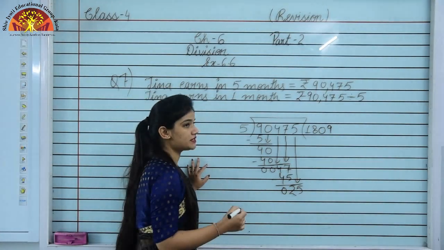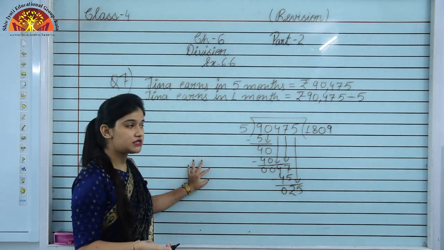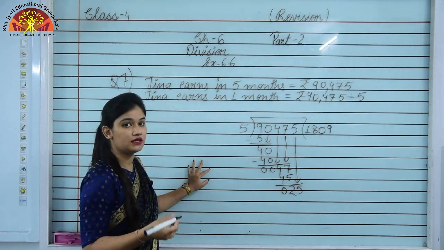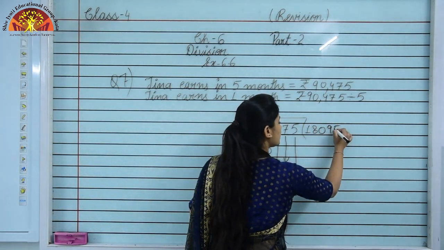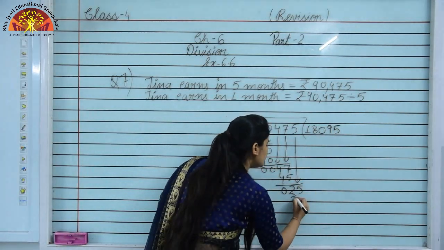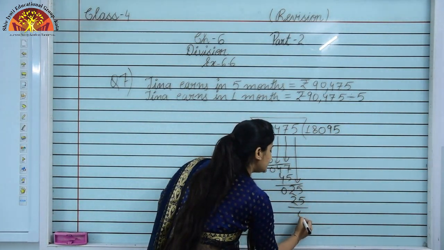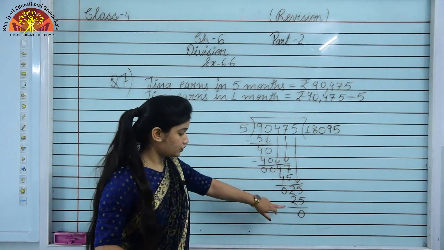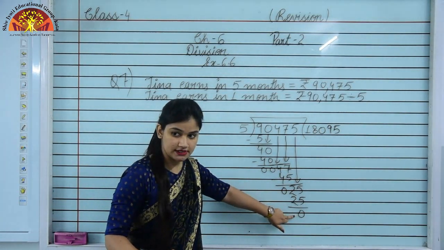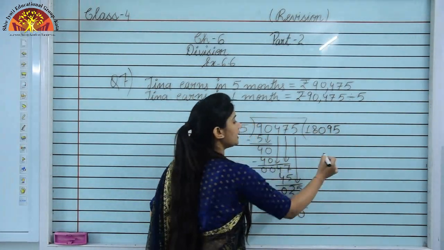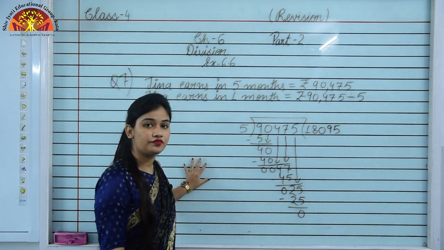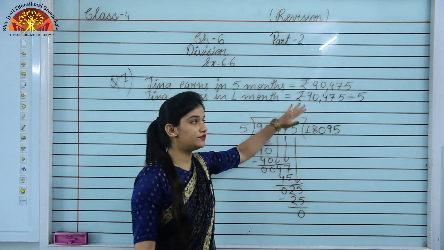Now 5 4s are 20 and 5 5s are 25 and 5 6s are 30. Now 30 is greater than 25. So we have to take 5 times, 5 5s are 25 and the remainder is 0. Students, this is the remainder, that is 0, and the quotient is 18,095 and this is the answer of this question.